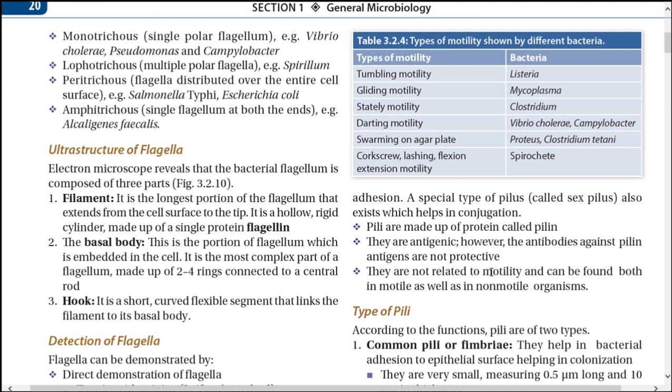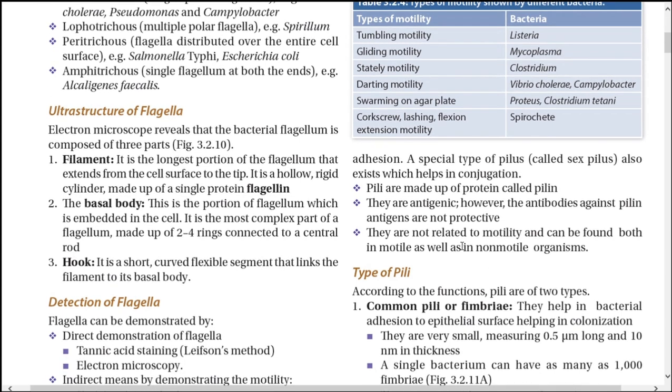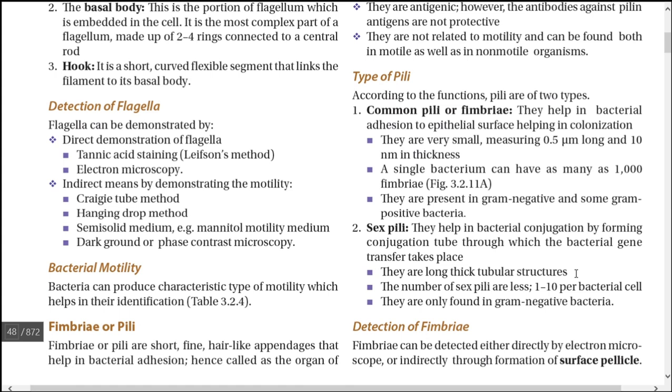Again, they are not related to motility. That is very important in case of pili and fimbriae, and they can be found both in motile as well as non-motile organisms. Types of pili: common pili, or simple pili, help in bacterial adhesion. Sex pili help in bacterial conjugation. That's very important. Bacterial conjugation occurs by forming a conjugation tube through which the bacterial gene transfer takes place.